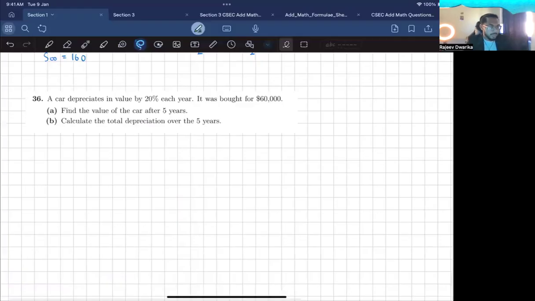So Kira, read question 36 for me. Be very careful with this question. A car depreciates in value by 20% each year. It was bought for $60,000. Find the value of the car after 5 years. Calculate the total depreciation over the 5 years.